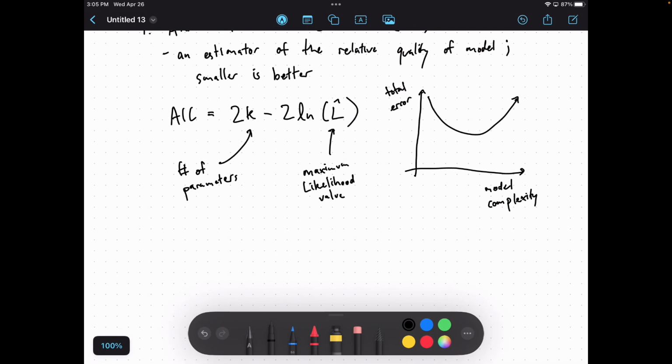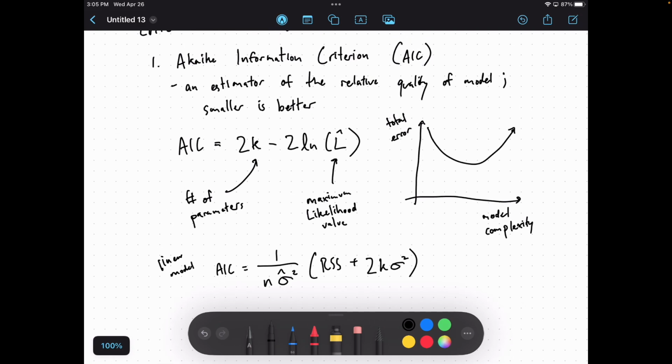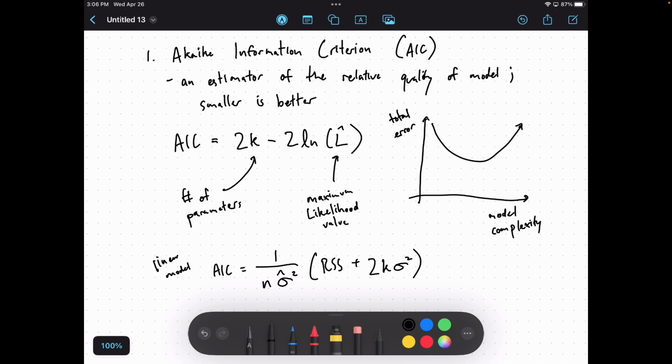And just for reference, in a linear model, the AIC ends up looking something like this. 1 over n times sigma hat squared RSS plus 2k, something like this. Okay, so that's the first criterion.